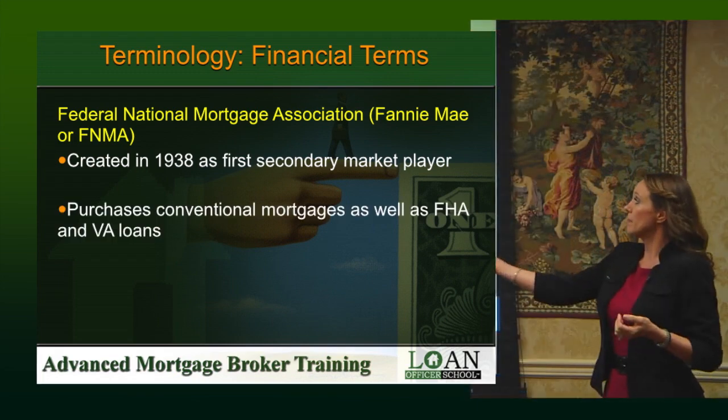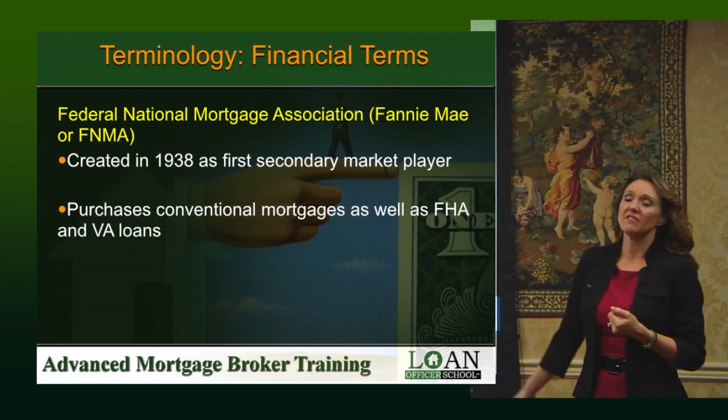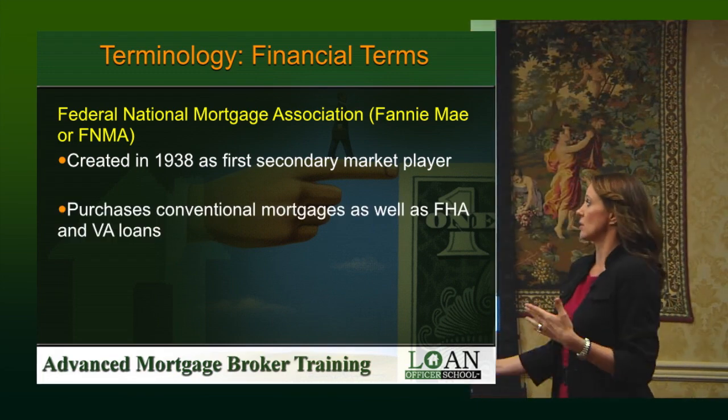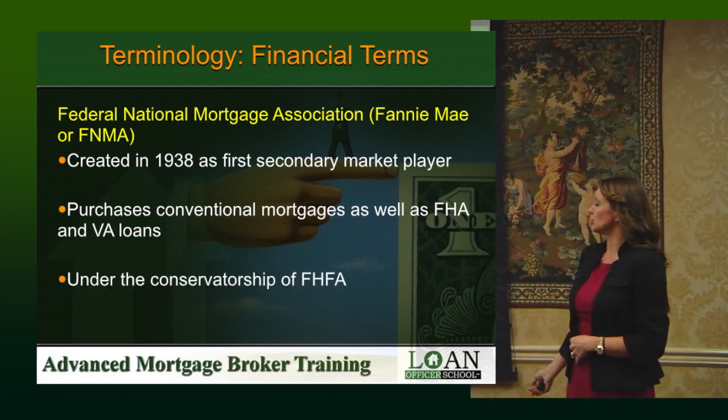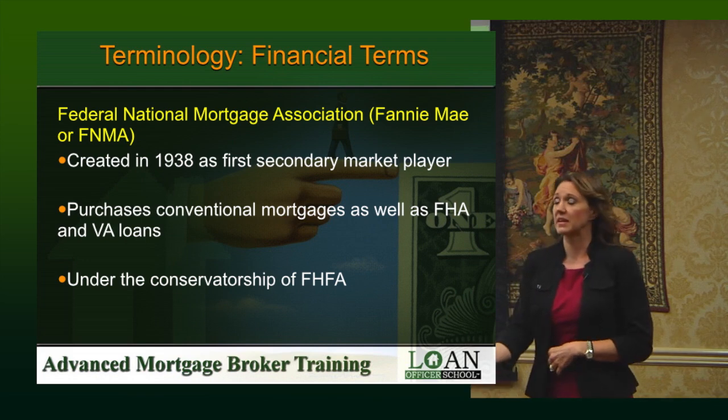All right, they purchase conventional mortgages as well as FHA and VA loans as long as they fit their requirements. Again, Fannie and Freddie are both under the conservatorship of the Federal Housing Finance Agency.